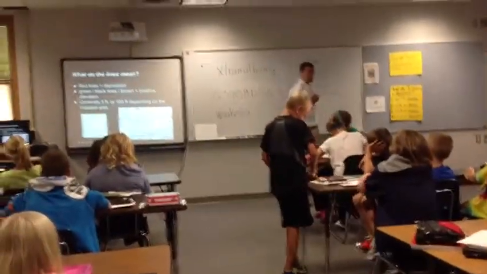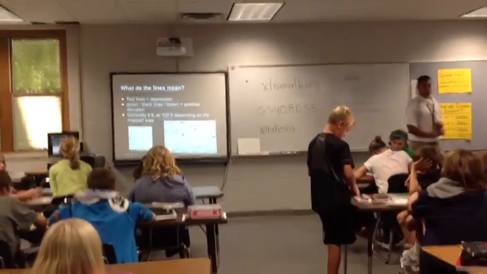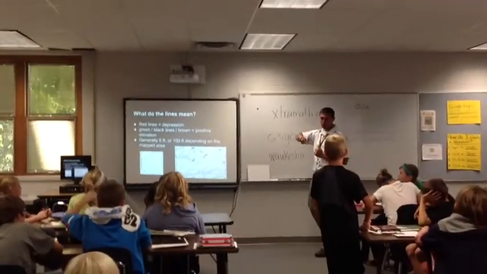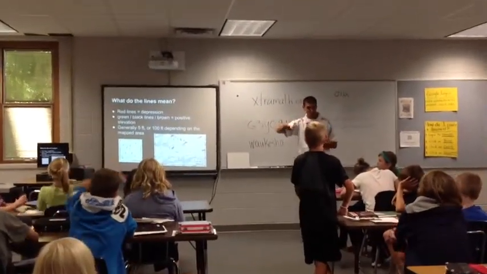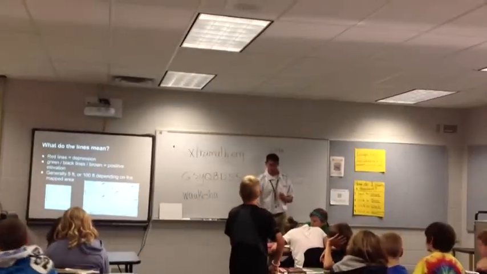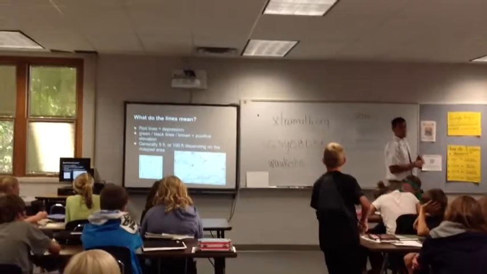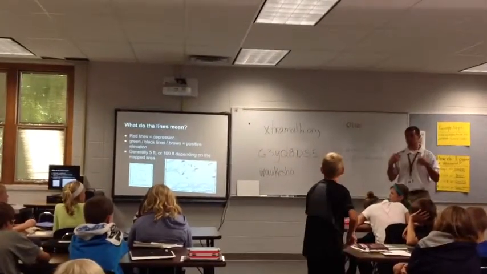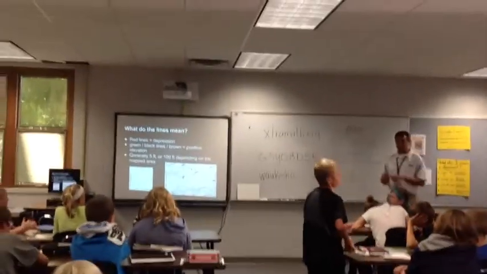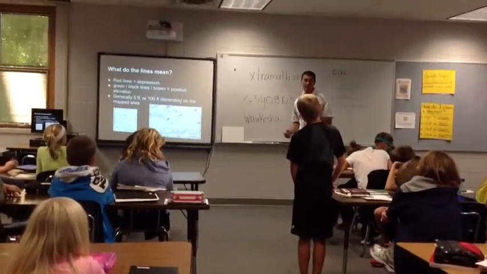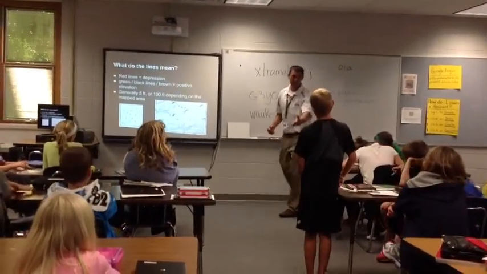What do the lines mean? I'm going to go over quickly a couple of the colors and what they represent because you'll be seeing them later today. Number 1, red lines are going to mean depression. So which way does that go? So starting at 0, it would be a negative. Green, black, or brown lines are going to be positive, which means, let's say it as a class. Okay, positive elevation equals up. Positive elevation. Negative elevation.